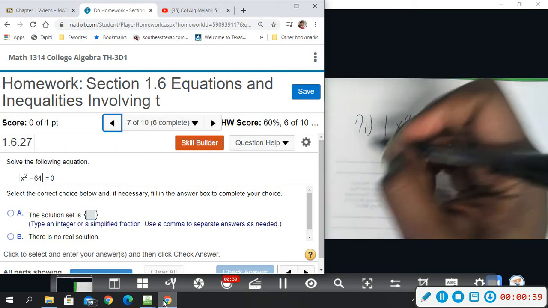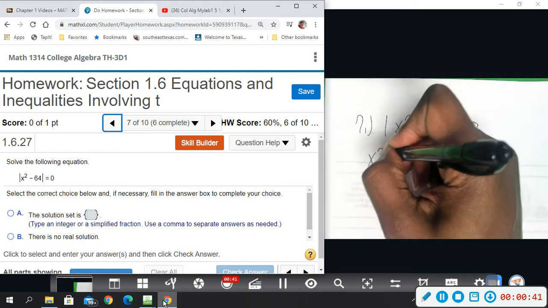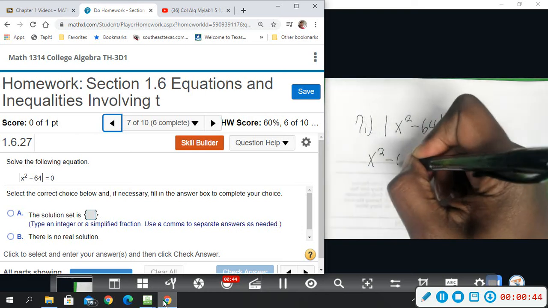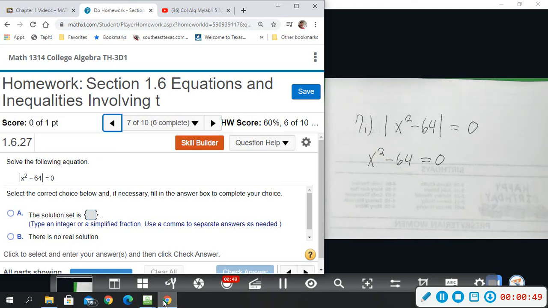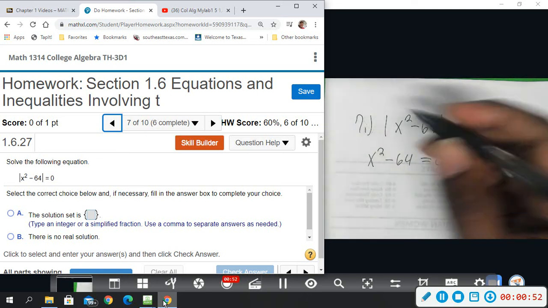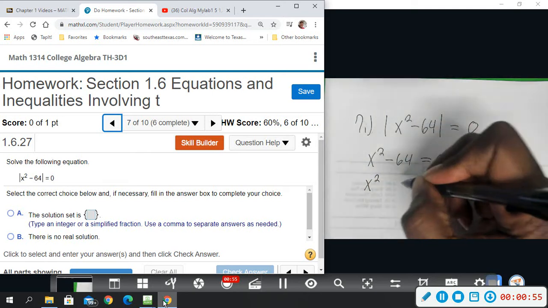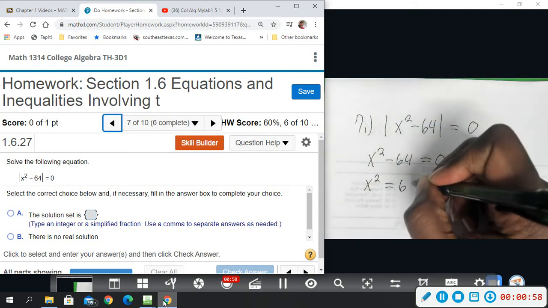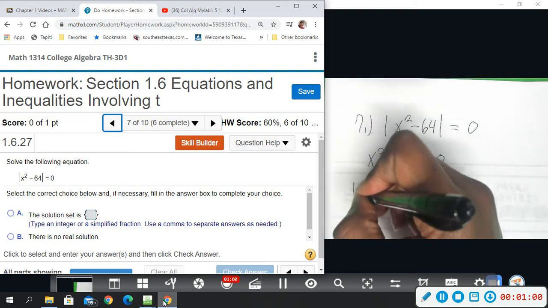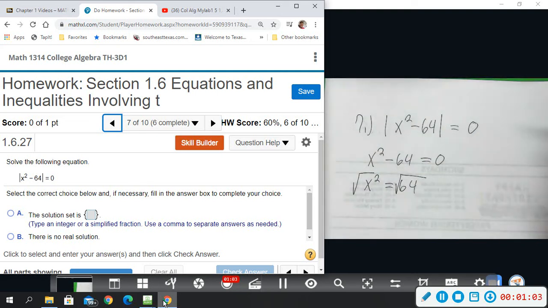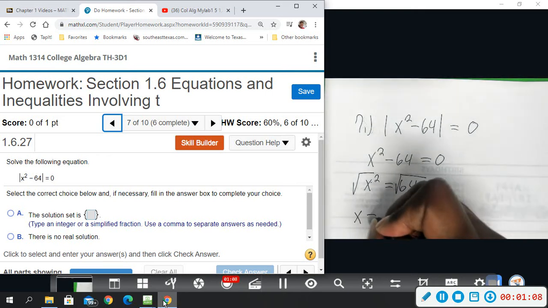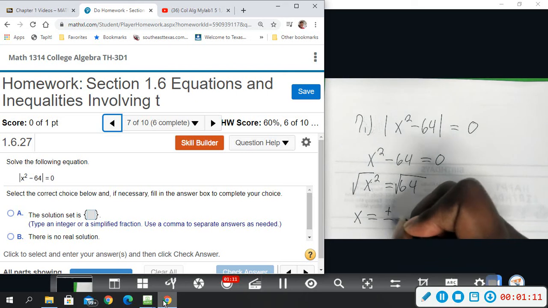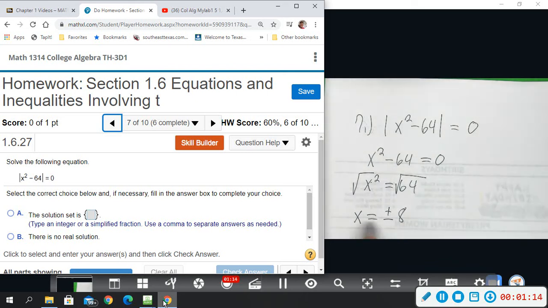So I'm going to drop the absolute value and just say x squared minus 64 equals 0. And we can solve this by adding 64 to both sides. And then we can take the square root of both sides. When we take the square root of x squared, that just leaves us with x. When we take the square root of 64, we get positive or negative 8. So we get 2 possible answers, positive 8 or negative 8.